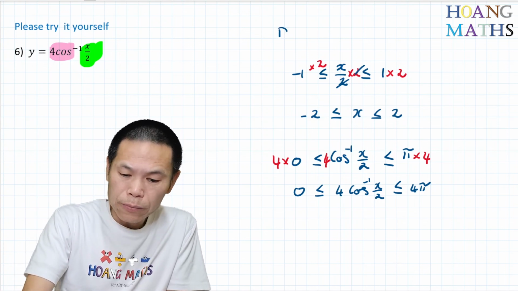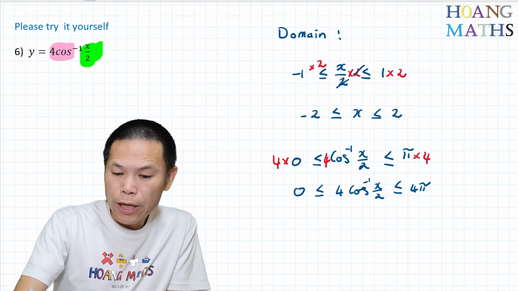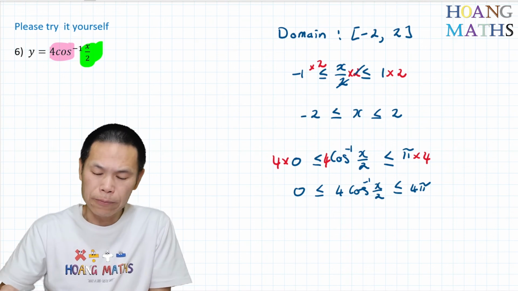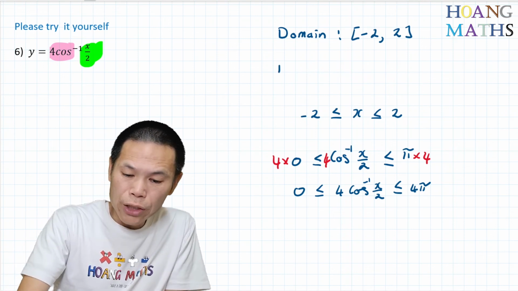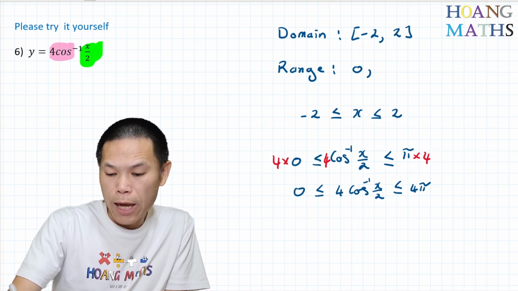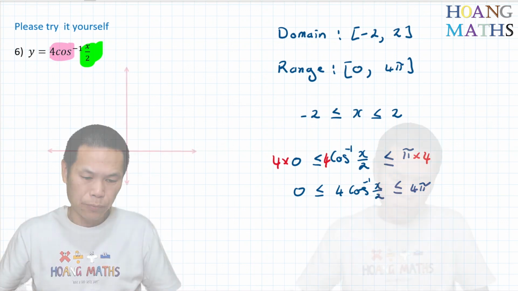So the domain now becomes -2 to 2 instead of -1 to 1, okay? And the range is between 0 and 4 pi. So there you go. So let me just sketch it now.